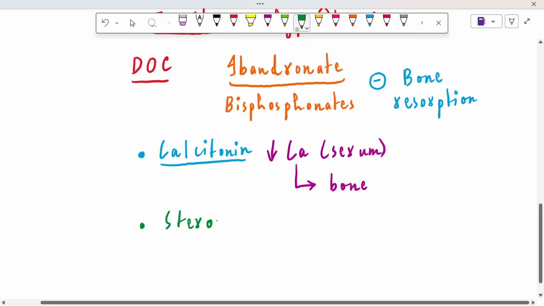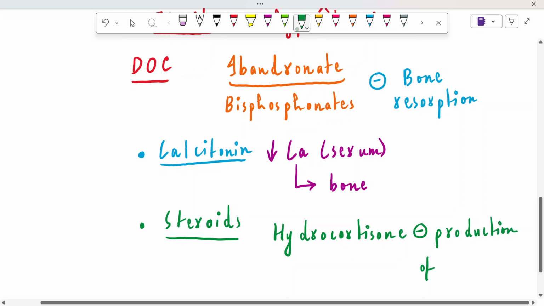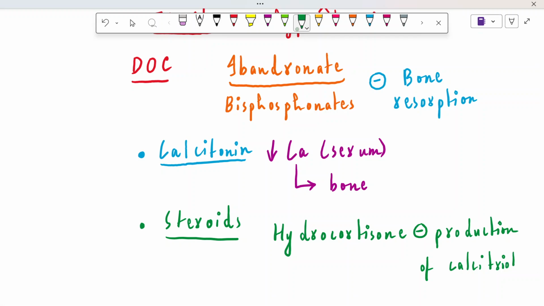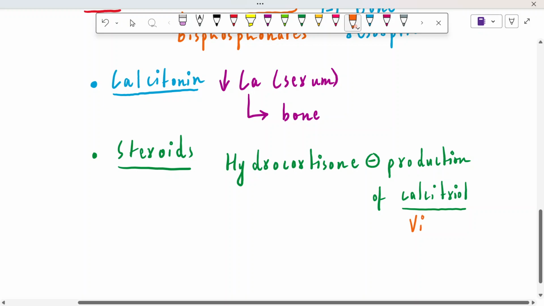Steroids can also be used. What kind of steroids? The name is hydrocortisone. What is the mechanism of action of hydrocortisone? It inhibits the production of calcitriol. And calcitriol is the active form of vitamin D, right? Calcitriol is the active form of vitamin D, and this vitamin D will cause calcium absorption in the intestine.